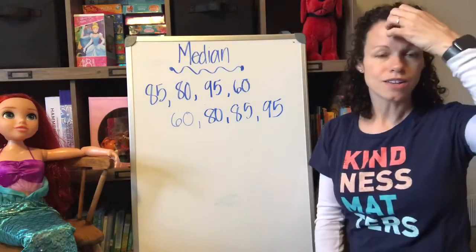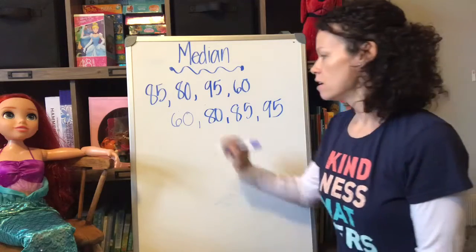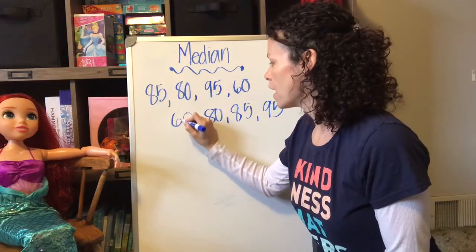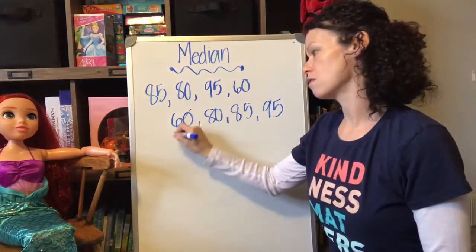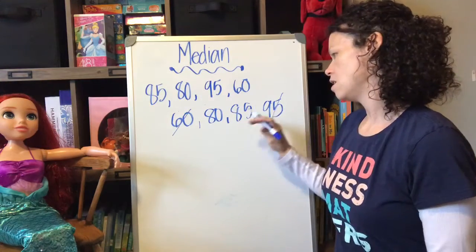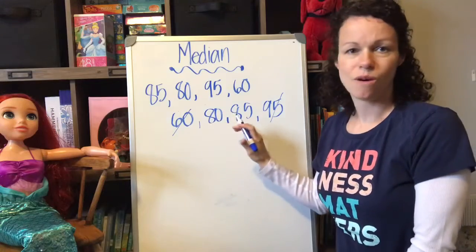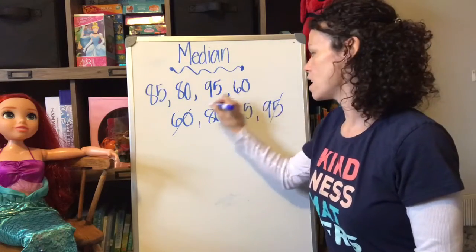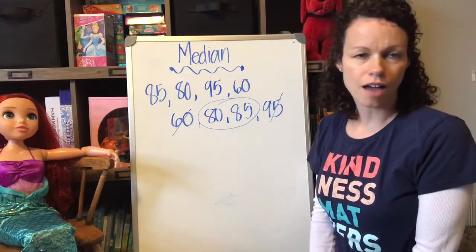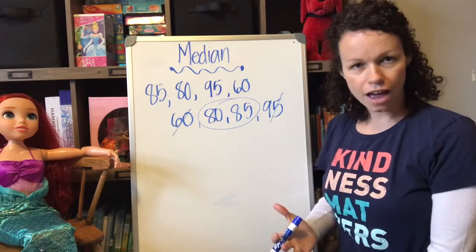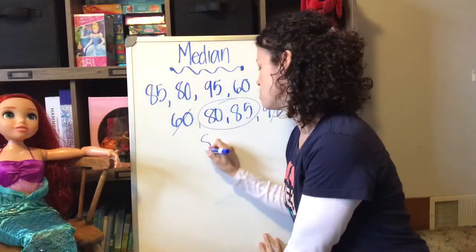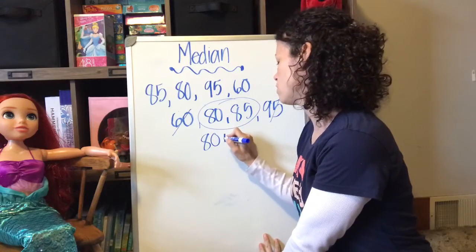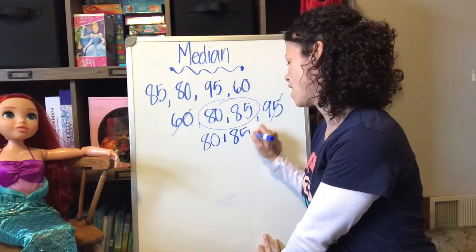Okay? So when I look at this set of data, I am now looking at what is the middle number. So you can start by crossing out again. Cross it out. But then, you have 2 numbers in the middle. You have this 80 and 85. So you have to find the middle of those 2 numbers. So to do that, we're going to do the mean of those 2 numbers. So we're going to do 80 plus 85.